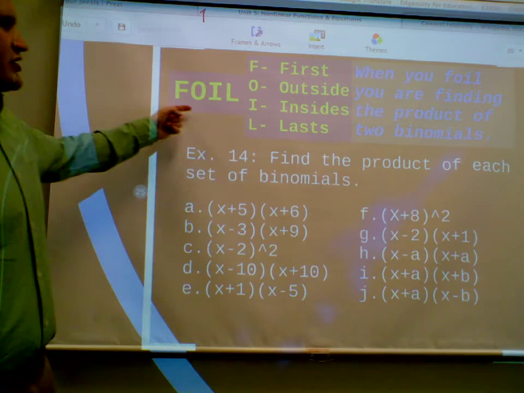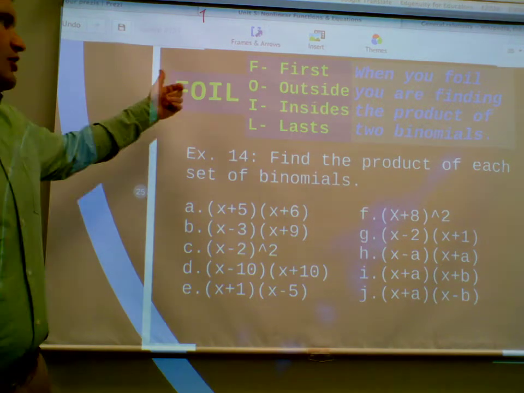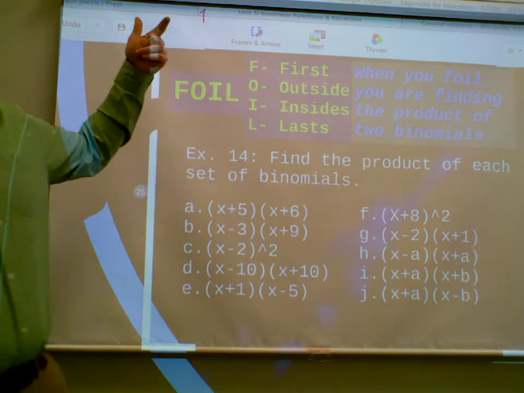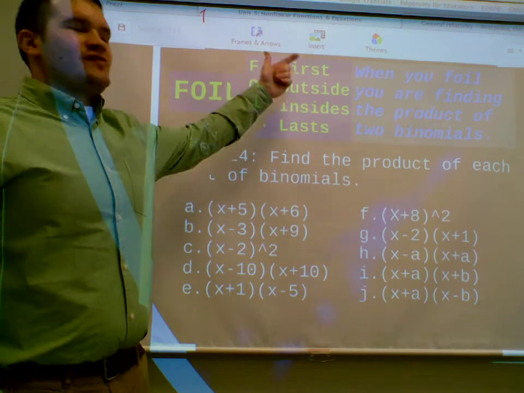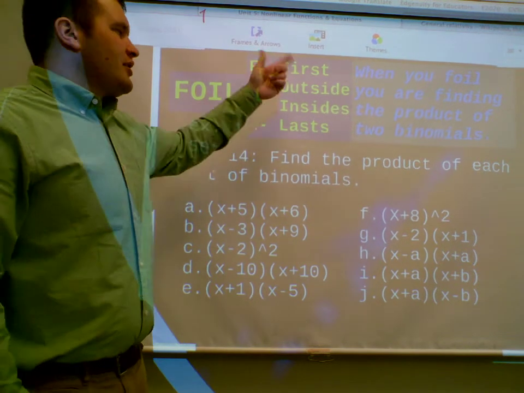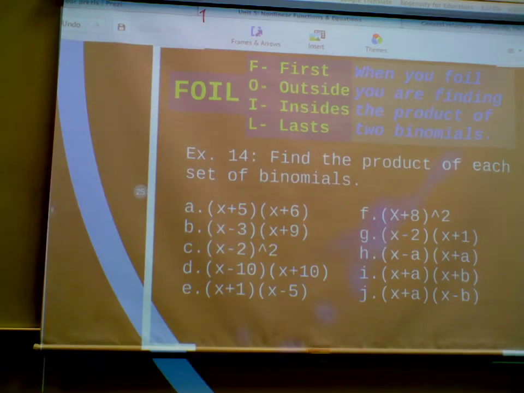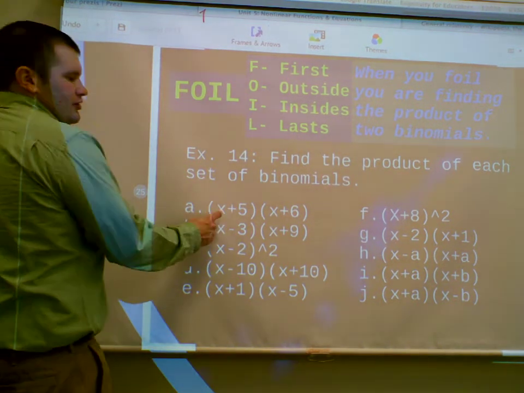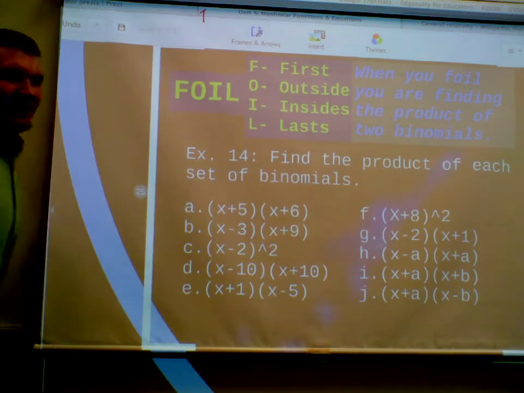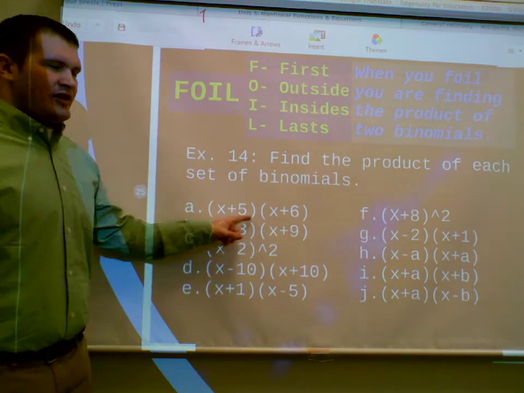So FOIL, if you remember, was an acronym. Acronym means each letter stands for a word, right? F stands for first. O stands for outside. I stands for inside. L stands for last. Now those words, first, outside, inside, last, those are the terms in these binomials. This is a great example of a binomial.